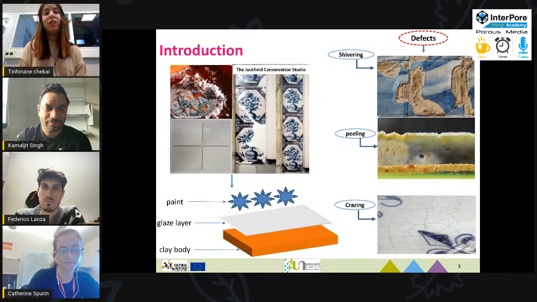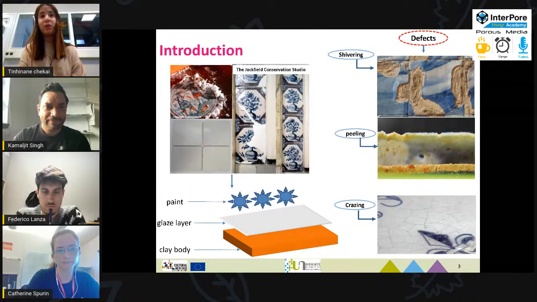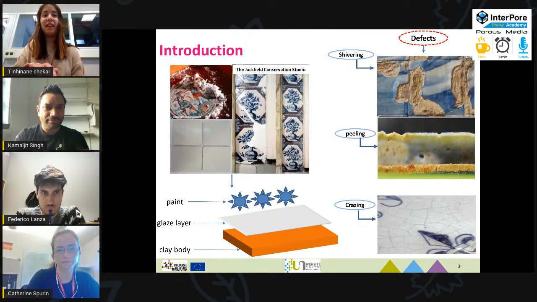Wall tiles are an art mark that distinguish many European cities. Unfortunately, they are highly affected by salt crystallization damage. So for our project, we have chosen to work with these Dutch tiles. Usually these Dutch wall tiles are multi-layered materials. They are composed of a clay body, which is a fired mixture of clays. We have this glaze layer, which is like a glossy painting on top. And most of the time we have artistic paintings as well.